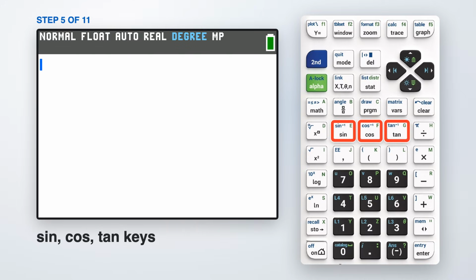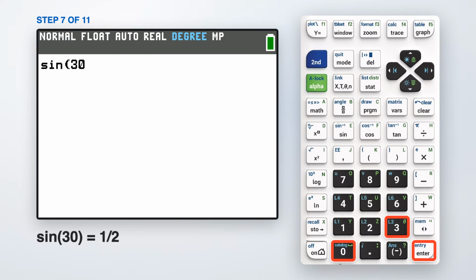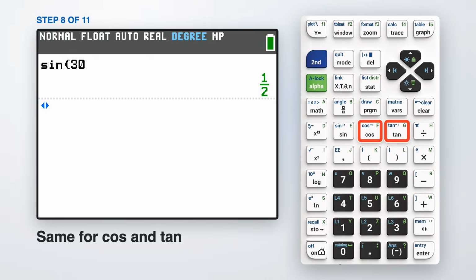Here are the sine, cosine, and tangent keys, a couple rows above the number keys. Press sine. Type 30, press enter, and there's your answer, 1/2. Cosine and tangent work exactly the same way.